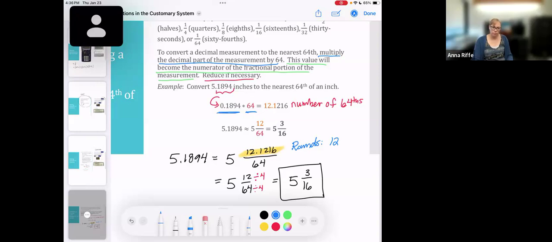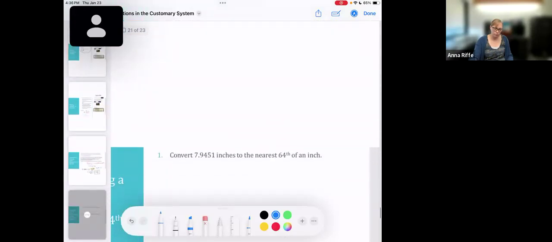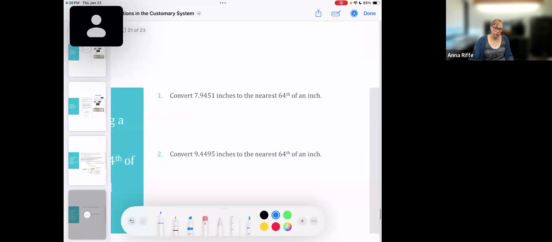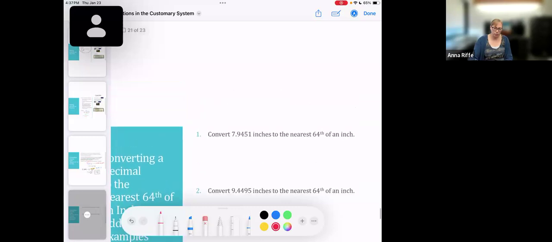Okay. Let's do a couple more. We want to convert 7.9451 inches to the nearest 64th of an inch. To do that, I'm going to take this decimal portion, the portion to the right of the decimal point, 0.9451, and convert it to 64ths. I'm going to do that by multiplying by 64.